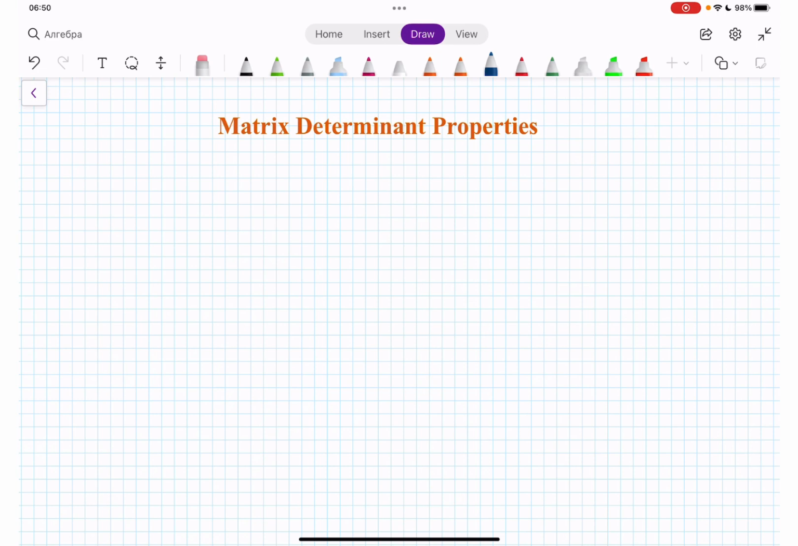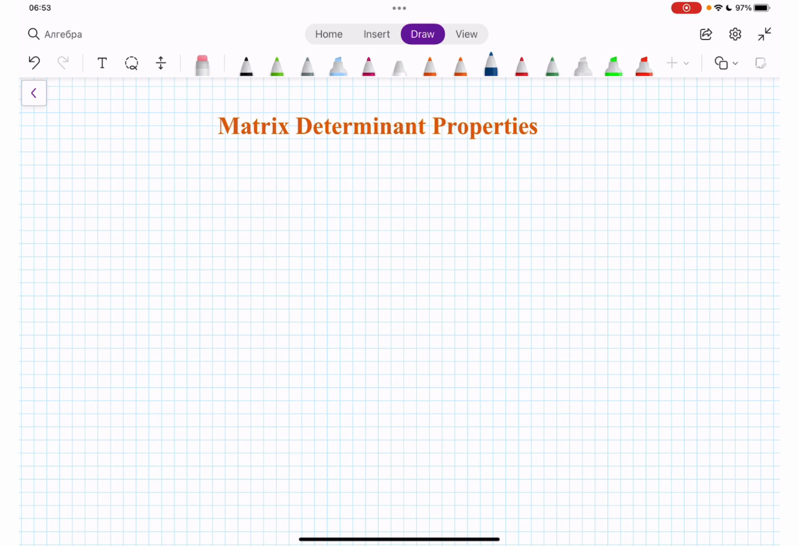Matrix determinant properties. I'm going to cover basic properties of determinant. But before I start, I would like to remind you the difference between the concepts of matrix and determinant. Matrix is a table of elements, while determinant is a number. Okay? So let's start.